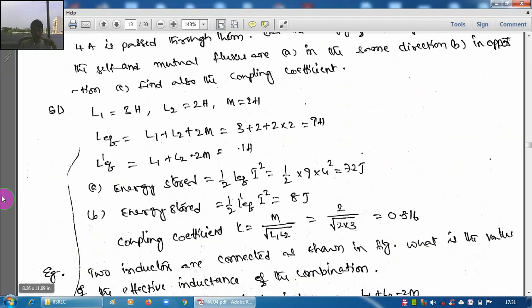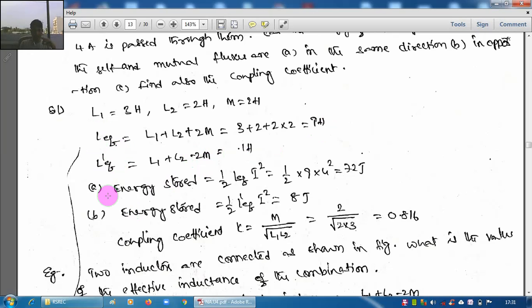Same thing, we can use the formula. In the first case, series aiding, the total inductance is found to be 9 Henry, and in the second case, with minus 2M, it is found to be 0.1 Henry. You can check it.